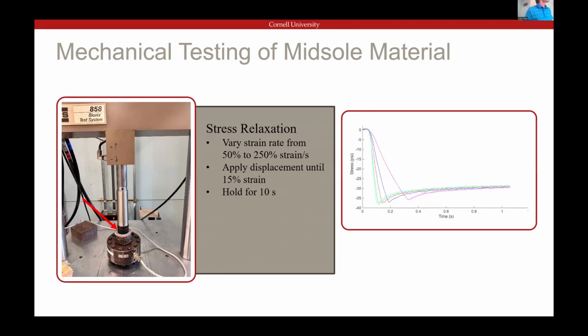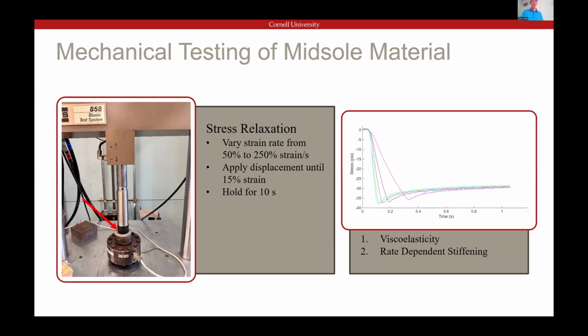So across the test, these are what I see for the force outputs. They're normalized to be stress. So stress is going to be our force divided by our area. And we see that this material is highly viscoelastic, or putting it another way, force is going to be decaying with time. So we see that there's an initial high peak in force, and then it decays as we hold that displacement. We also see a rate-dependent stiffening effect of this material. So simply put, this material is really nonlinear.